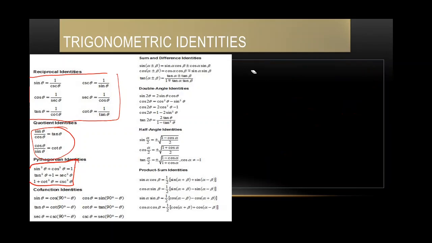Then there are some double angle identities, as you can see here. Sine of 2 theta is equal to 2 sine of theta cos of theta, and half angle identities also. And there are product identities also, like sine of alpha cos of beta is equal to half of sine of alpha plus beta plus sine of alpha minus beta. And these are all the identities which are there.